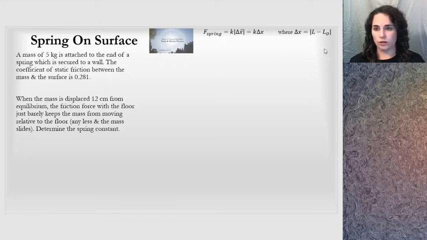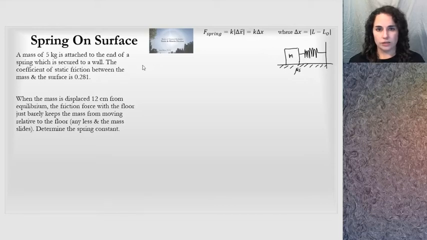So we have a mass on a spring that's secured to a wall. Let me draw that over here. I'll have the mass extending this way, and here's the spring. There's the spring, and there's the mass attached to the spring. And it's telling me that there's a coefficient of static friction, so I'll put mu s down here and shade my surface so I know that there's friction down there.